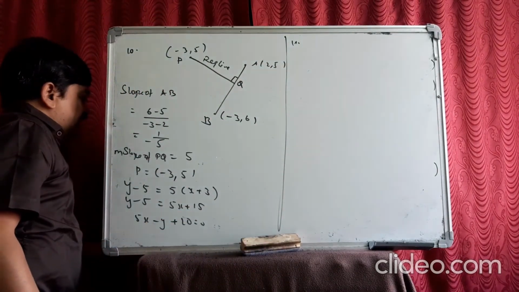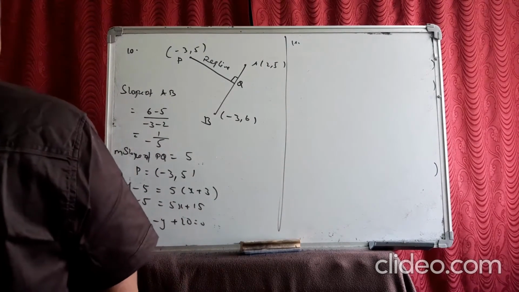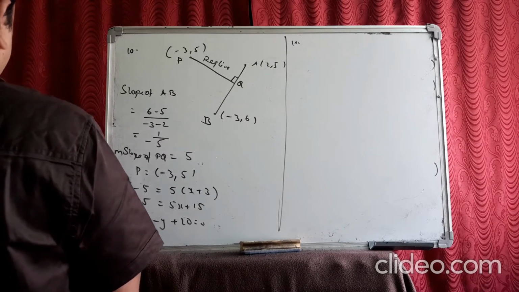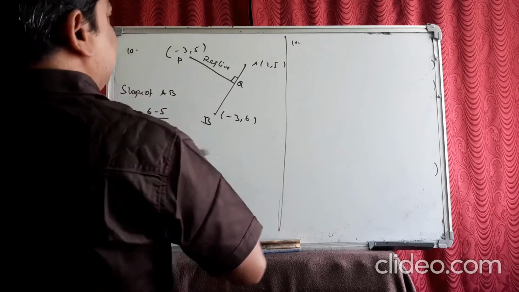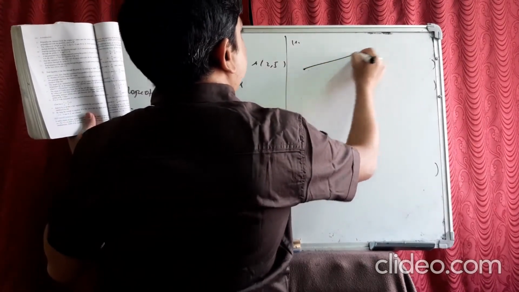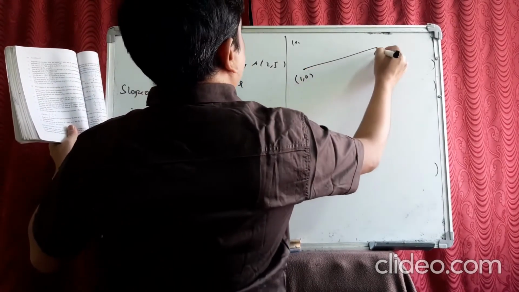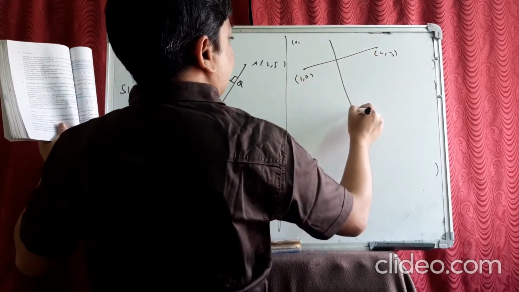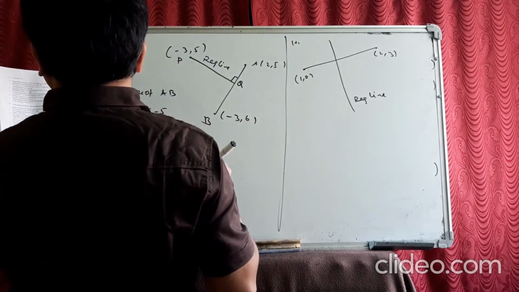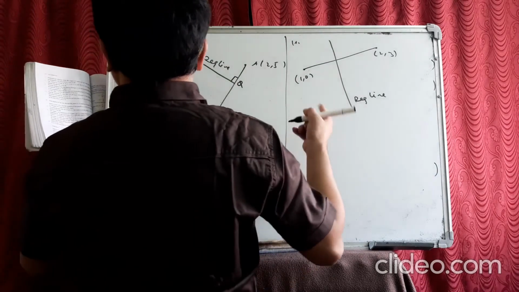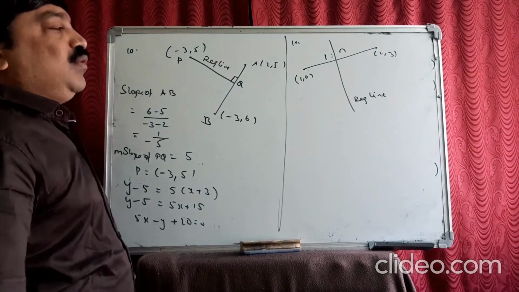Next, see the 11th question. What does it say? A line perpendicular to the line segment joining the points, same concept, divides it in the ratio 1:n. Find the equation of the line. There is a line joining (1, 0) and (2, 3), and there is one more line, which is our required line. This required line is dividing it in the ratio 1:n. So how do we find it?